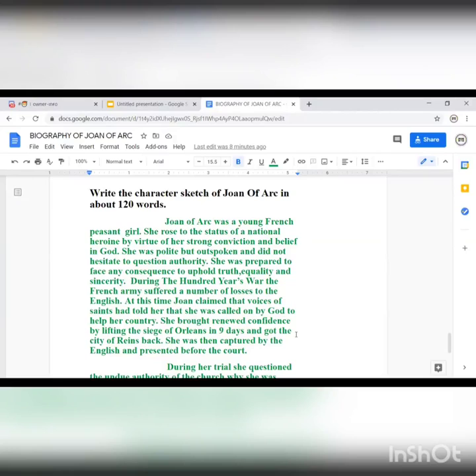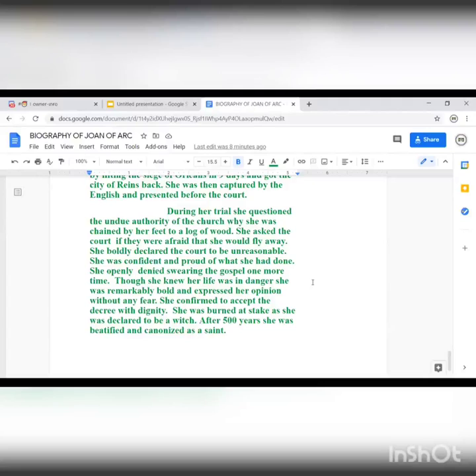She brought renewed confidence by lifting the siege of Orleans in 9 days and got the city of Reims back. She was then captured by the English and presented before the court. During the trial, she questioned the undue authority of the church, asking why she was chained by her feet to a log of wood. She asked the court if they were afraid that she would fly away. She boldly declared the court to be unreasonable. She was confident and proud of what she had done.